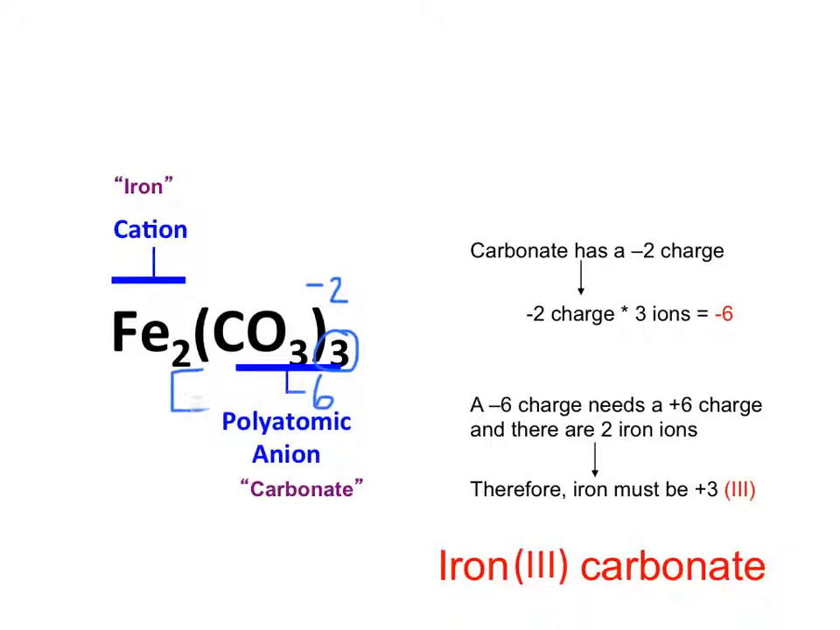Now we said that the total positive charge must equal the total negative charge. They must add up to 0. So I know that this has to be a +6, but there are 2 iron. So I'm going to divide that number by 2, and that's actually going to give me the charge of iron as +3. So you can see that there is a Roman numeral 3 between the words iron and carbonate. Thus your answer is iron 3 carbonate.